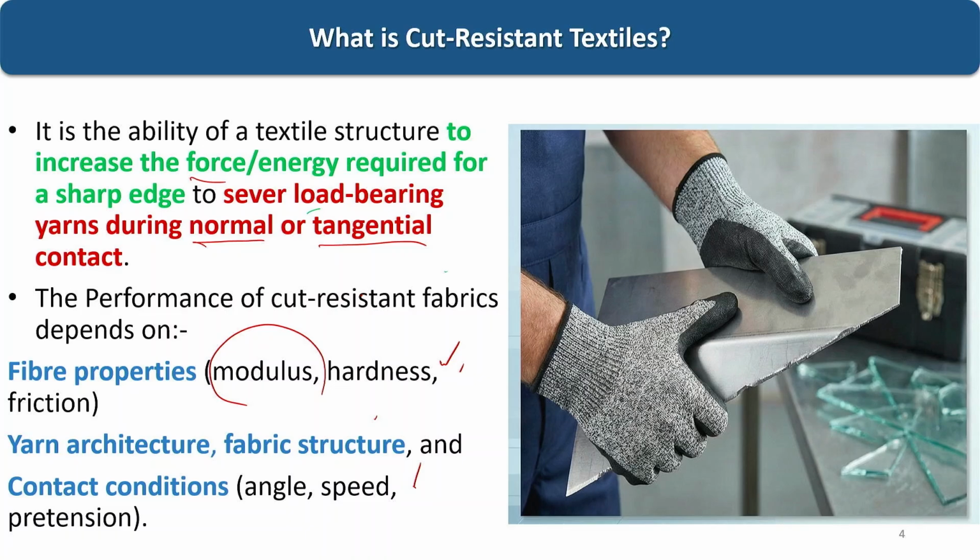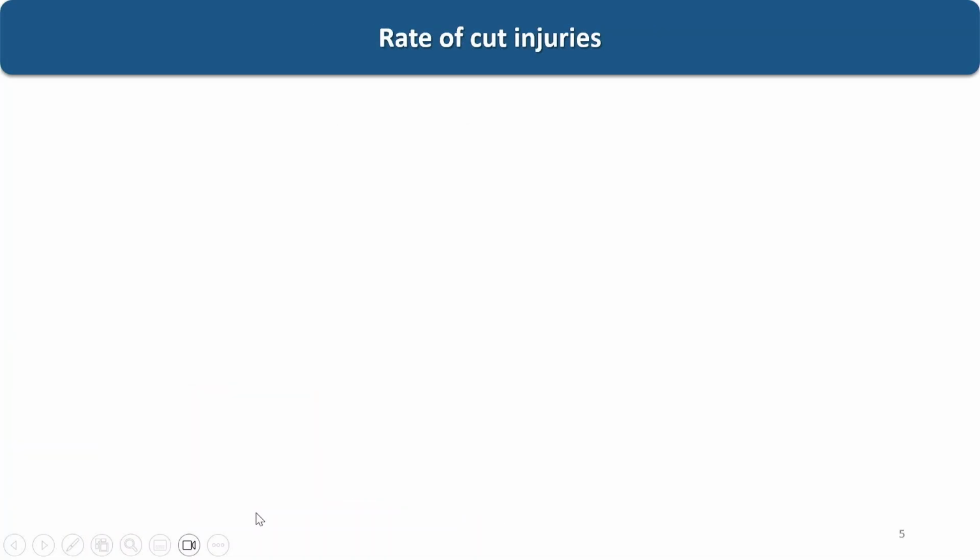So, everything actually controls the cut resistant property. Depending on our threat, we have to select our fiber, yarn structure and fabric structure. If we know the type of threat and the type of sharp objects we are handling, we can design our clothing, so cut protective textiles we can design.